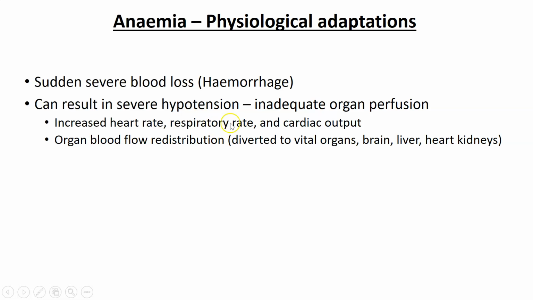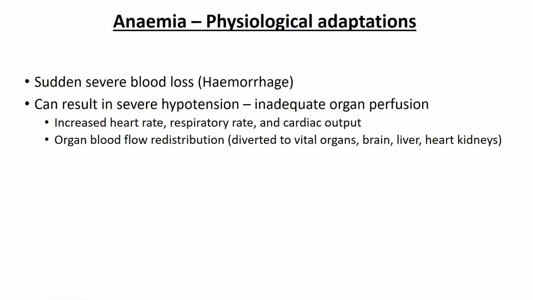There's simply not enough red blood cells to carry enough oxygen to perfuse all the cells of your tissues and organs. So if that's the case, then your brain won't receive enough oxygen, your heart won't, your liver won't, your lungs, etc. These are vital organs. So in the immediate aftermath of a hemorrhage, your body will try to adapt by redistributing blood flow to the vital organs, such as the brain, the liver, the heart, and the kidneys. These are considered the vital organs.